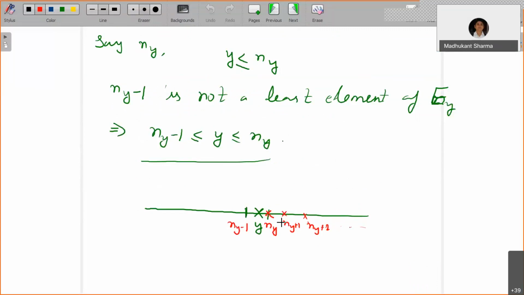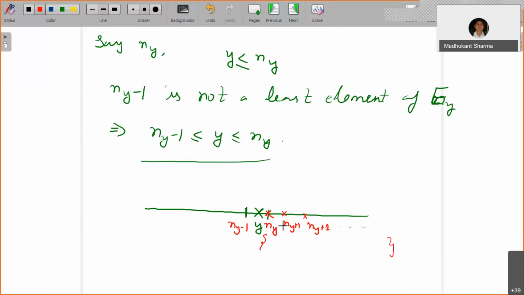n_y is the least element. So you have the set n_y, n_y plus 1, n_y plus 2 and so on. But where to start this n_y? How will you guarantee that such an n_y exists? Because of the well-ordered property.